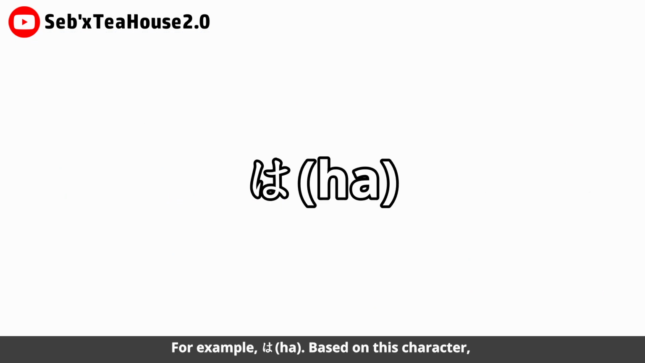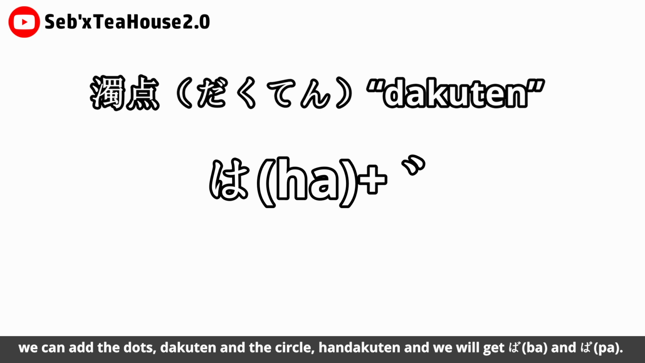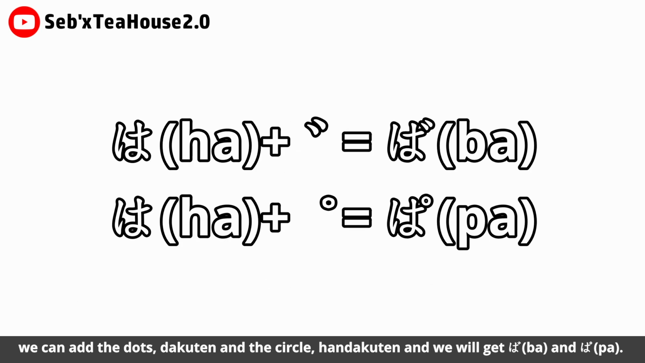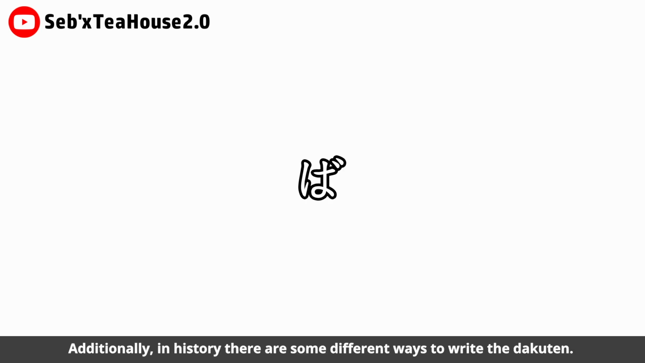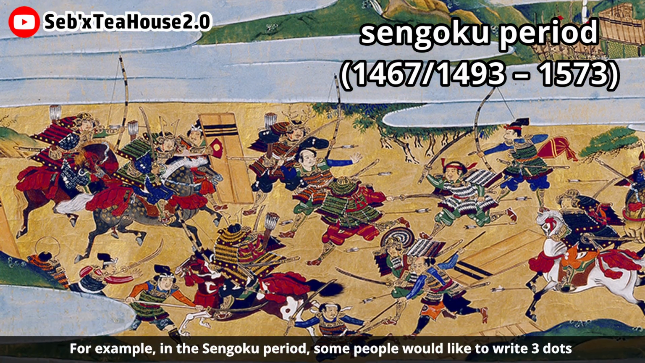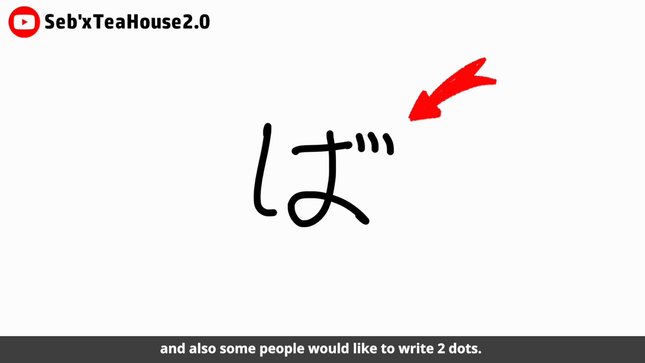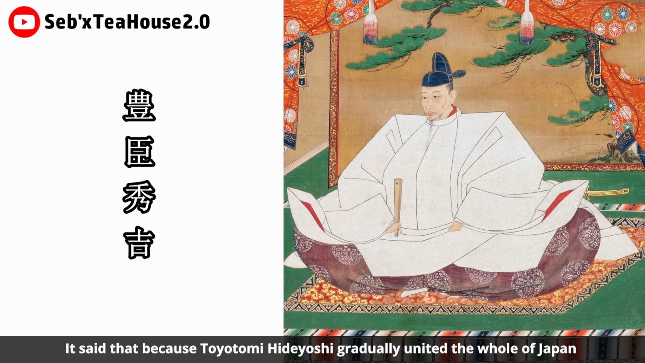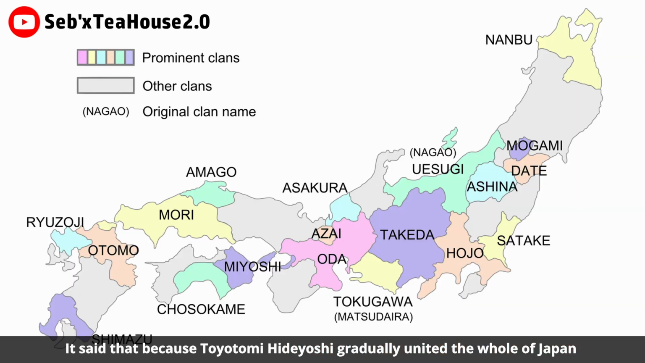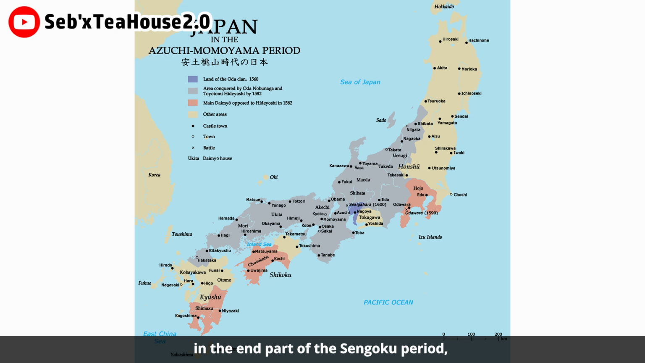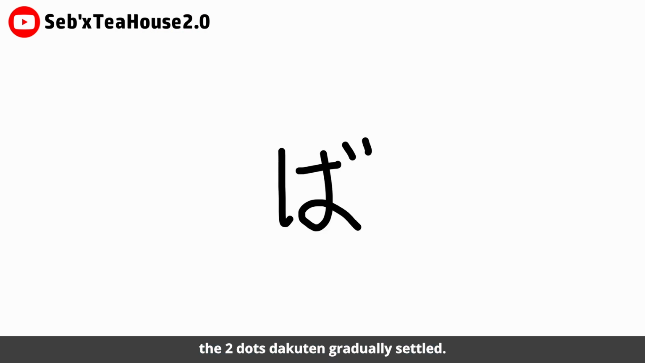For example, ha. Based on this character, we can add the dots, dakuten, and the circle, handakuten, and we will get ba and pa. Additionally, in history, there were some different ways to write the dakuten. For example, in the Sengoku period, some people liked to write 3 dots, and some people liked to write 2 dots. It's said that because Toyotomi Hideyoshi gradually united the whole of Japan in the end part of the Sengoku period, the 2-dot dakuten gradually settled.